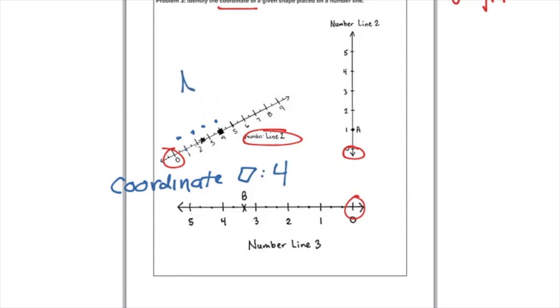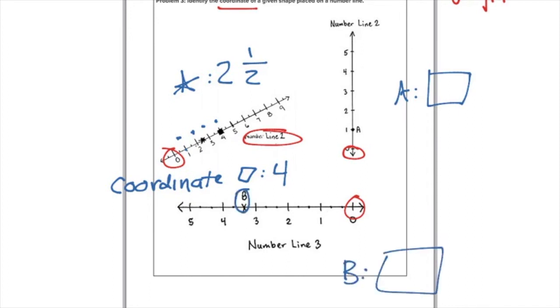What is the coordinate for the star? Write that on your sheet of paper. Looks like it's between 2 and 3. There you go. What I'm going to look at in office hours is I want you to tell me what is the coordinate for number line 2 of A. What's the coordinate there? I want you to tell me for number line 3, what is the coordinate for B? What is that coordinate? How far away is it from 0? That's what you're going to come into office hours and share. Once you have finished that, you are ready to move into the problem set.